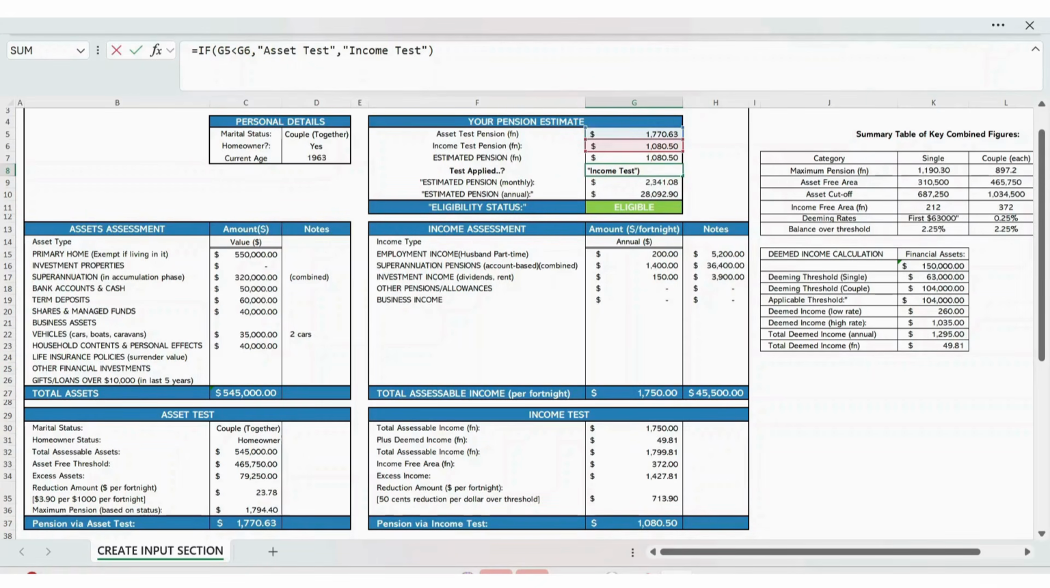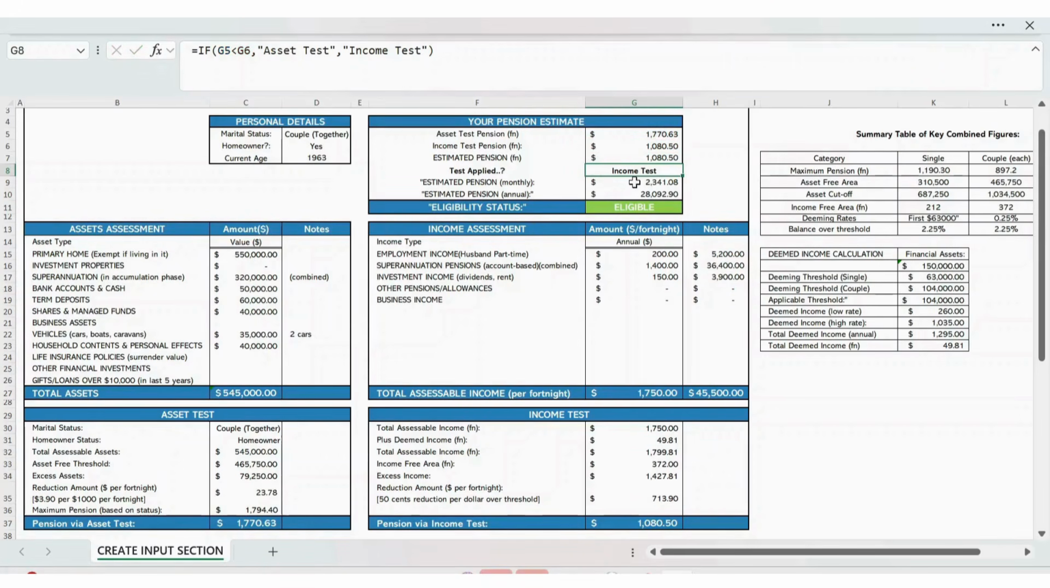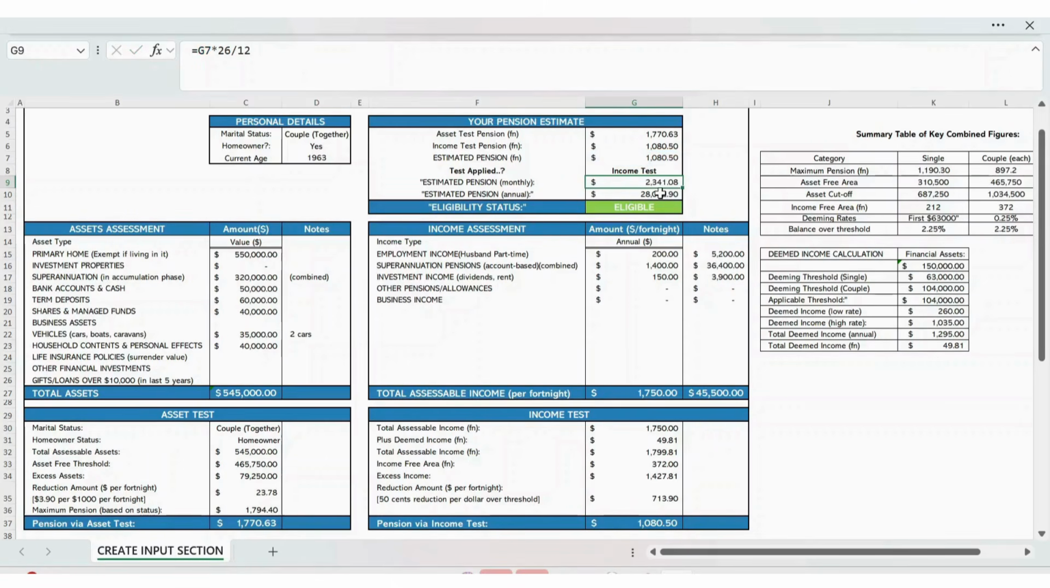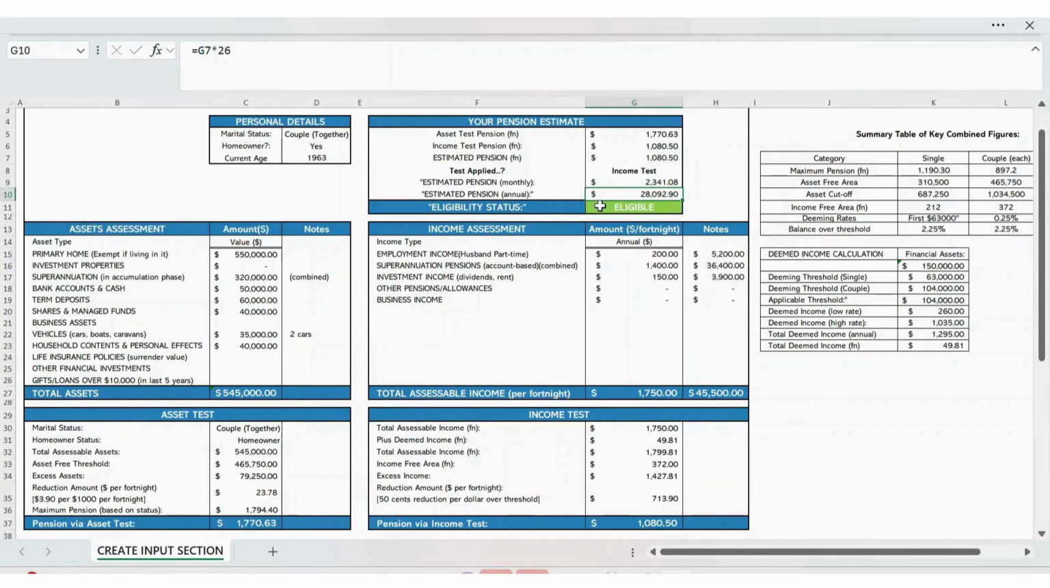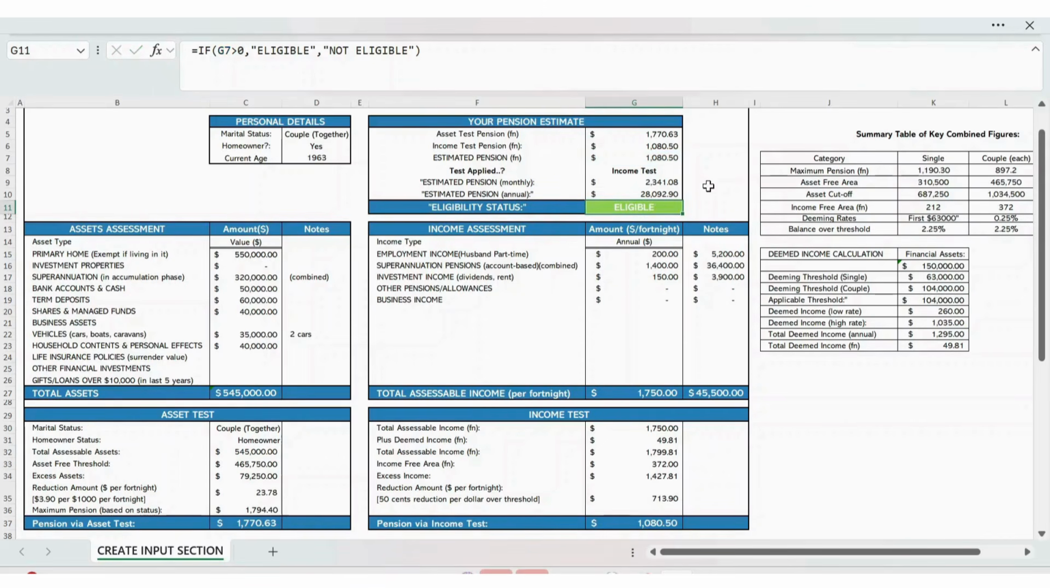If G5 is less than G7, asset test, income test. Then we calculate monthly, G9 equals G7 times 26 divided by 12, and annual, G10 equals G7 times 26. Finally, cell G11 checks eligibility. If G7 is greater than 0, eligible, not eligible.